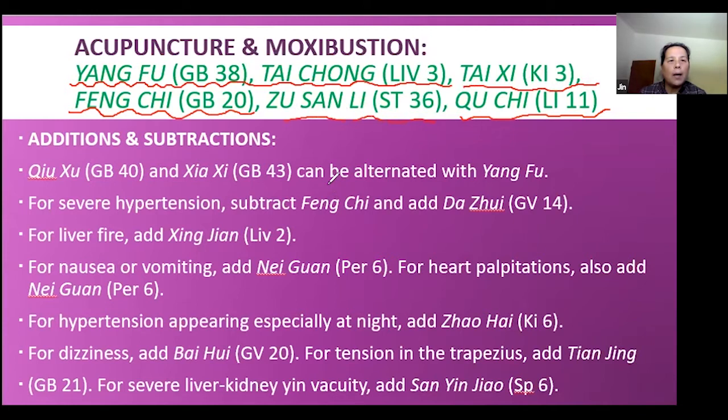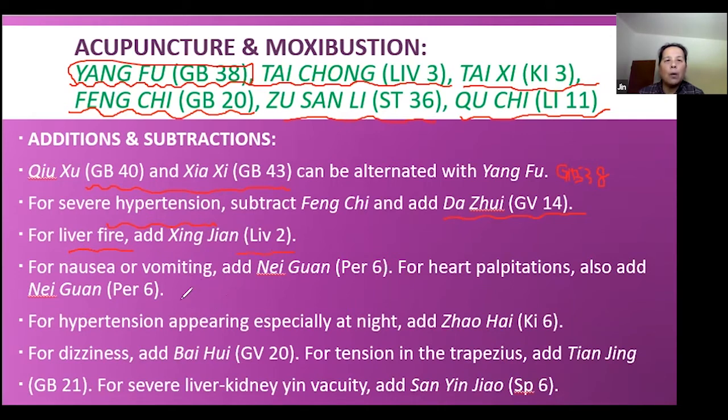So then we're talking about manipulations here. Still we have more gallbladder points we can use, like gallbladder 34, 38. Yang Fu is gallbladder 38. We can use gallbladder 40, gallbladder 43. And for severe hypertension, we can add gallbladder 20. We can use Du 14 to clear more heat inside. And for more liver heat, we can add liver 2.